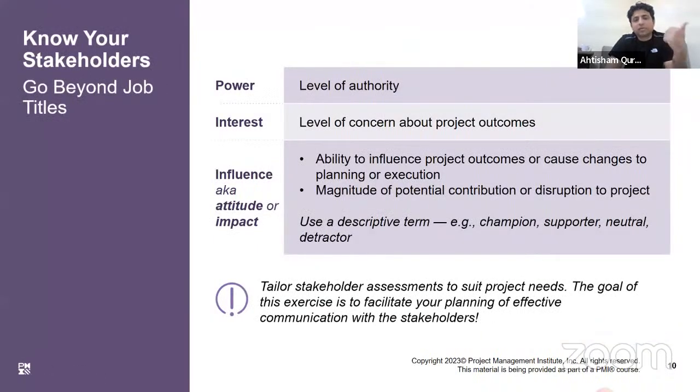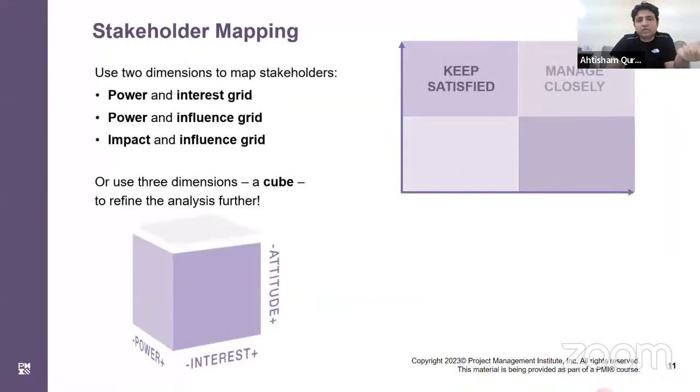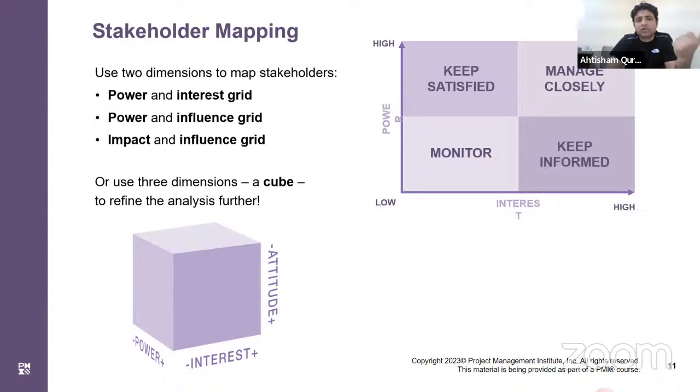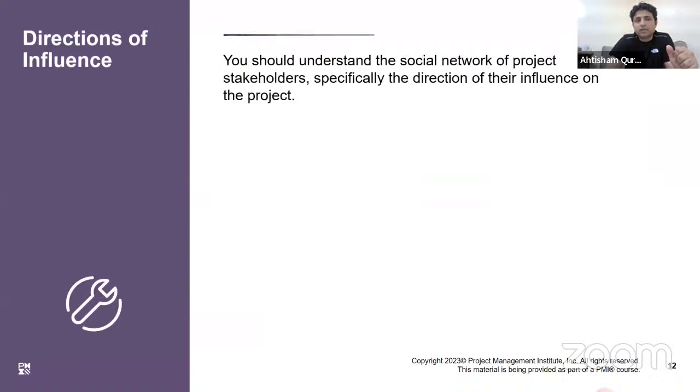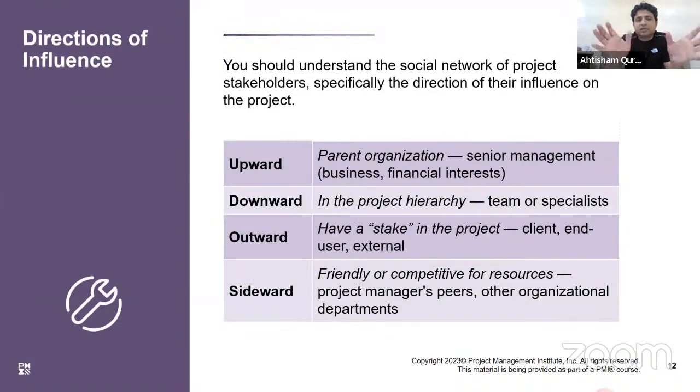Now we talked about power, interest, and influence. These are the key three things. We have seen the 2D grids, like power interest 2D, or power influence, or impact influence. And we have seen the third dimension, which is the attitude of the stakeholder.